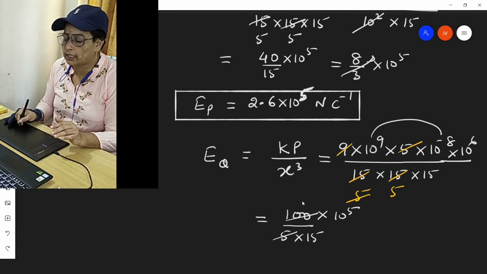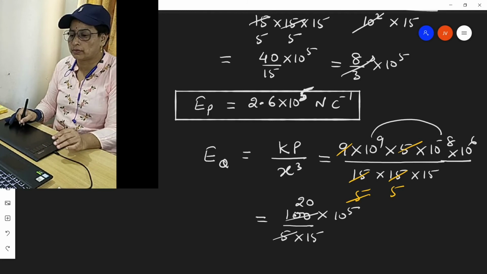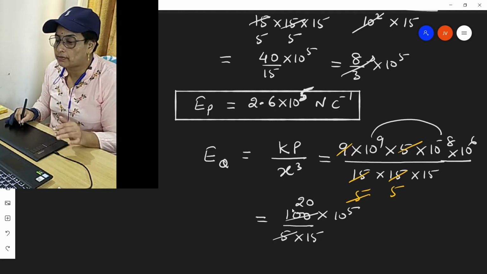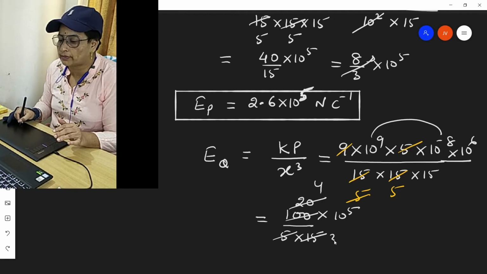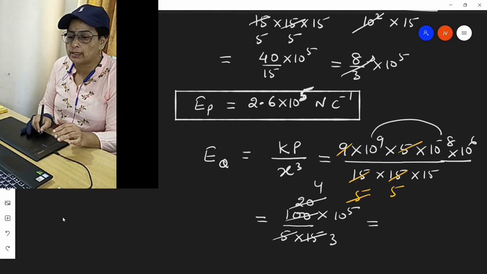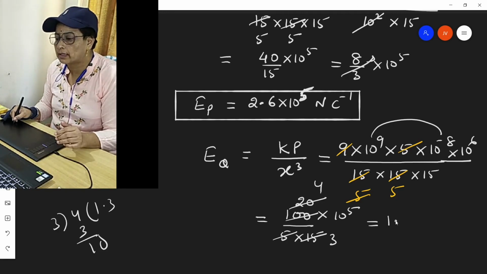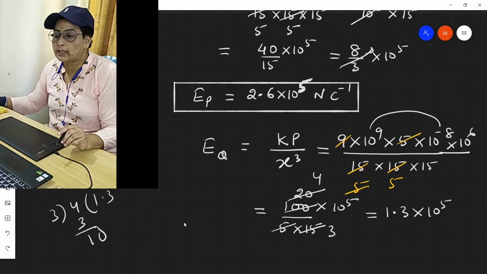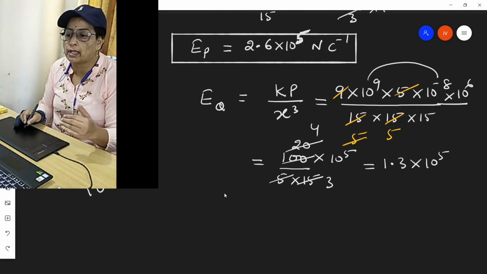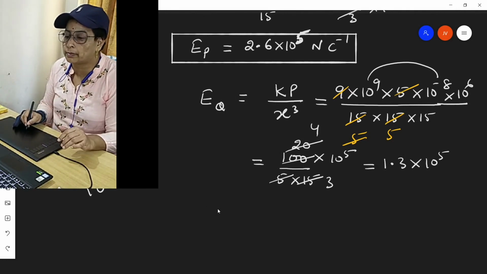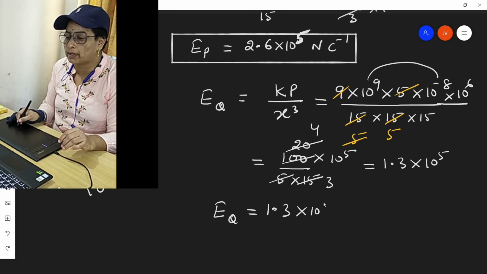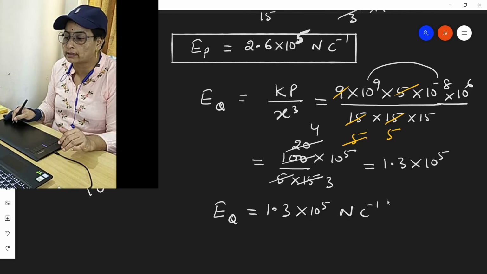So here 5 goes with 5 2s. And then the 5 table, 5 4s 20, 5 3s 15. 4 by 3 is 1.3, as expected. 1.3 into 10 to the power 5. So this was very much expected, that the electric field in the equatorial plane should be half of the electric field along the axial plane. So the electric field at point Q is 1.3 into 10 to the power 5. This was quite expected, and this is how we got it.